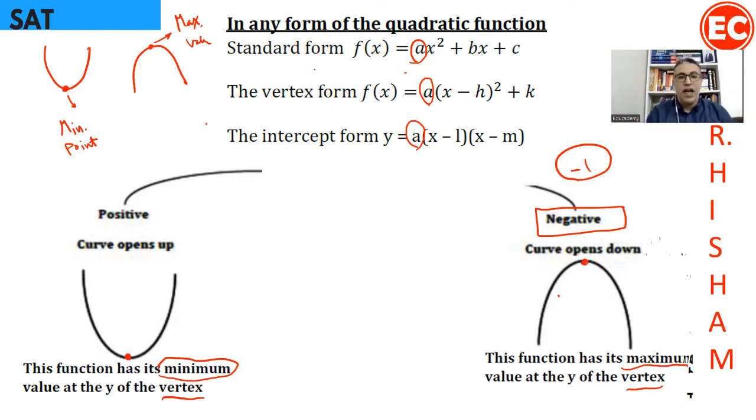Again, if the value of a is positive, the parabola is open upward and it has a minimum point. If a is negative, it's open downward and the parabola has a maximum point. So this is the first thing you need to know about the three forms.